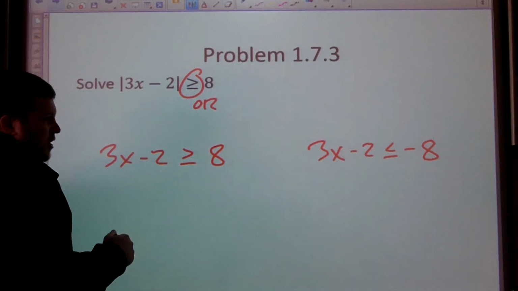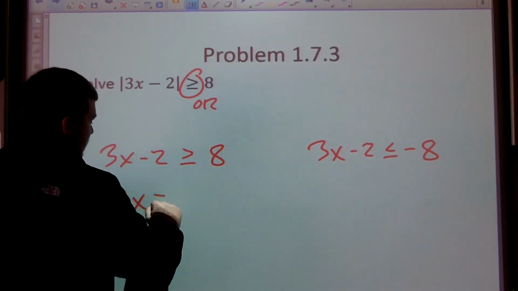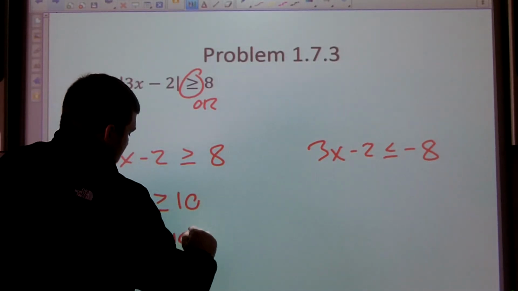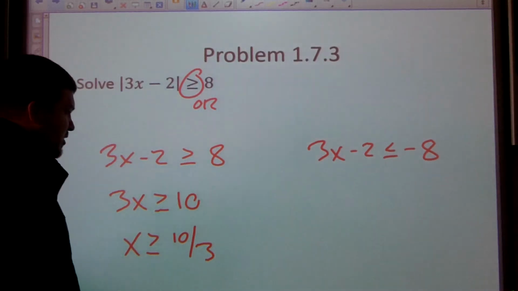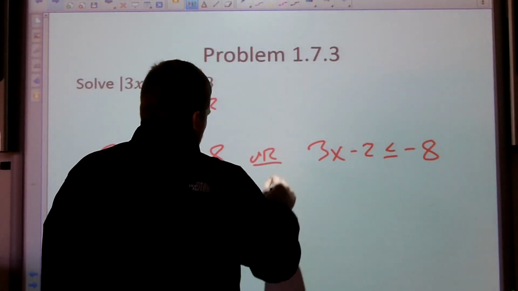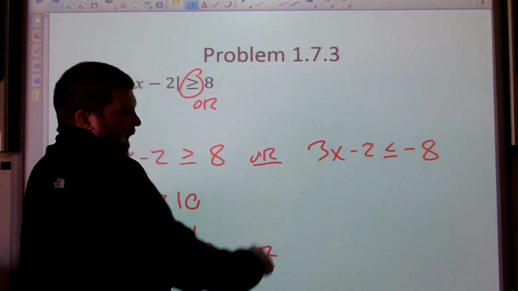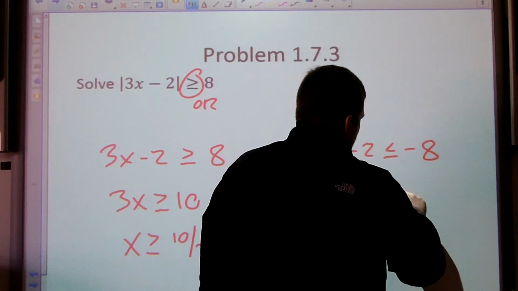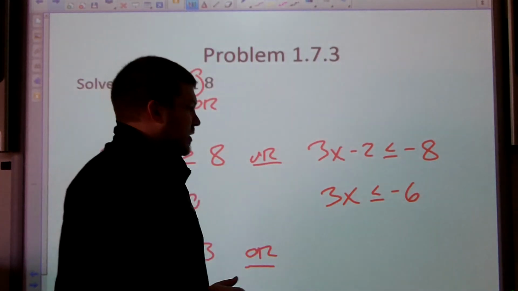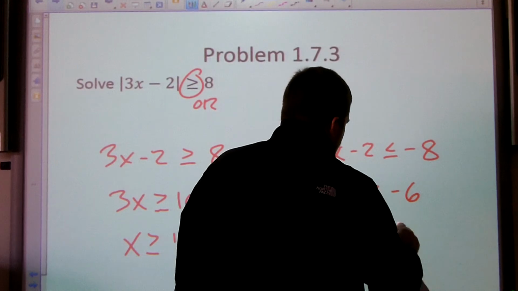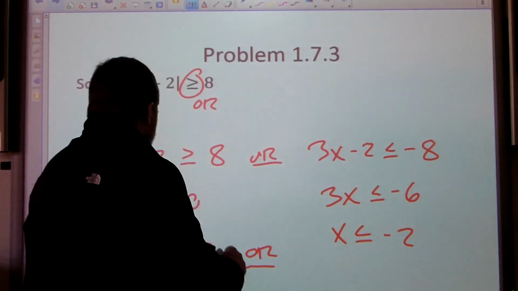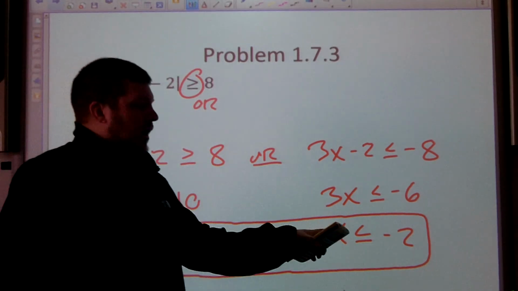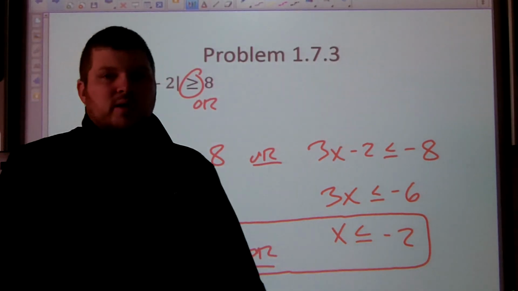Okay. So now solve both of these, add 2 to both sides, so 3x is greater than or equal to 10. Divide by 3 on both sides, so x is greater than or equal to 10/3. Can't reduce the fraction, so I'm going to leave it like that. This is an or problem. Add 2 to both sides. So 3x is less than or equal to negative 6. Divide by 3. So x is less than or equal to negative 2. So this is my answer. So x is greater than or equal to 10/3, or x is less than or equal to negative 2.